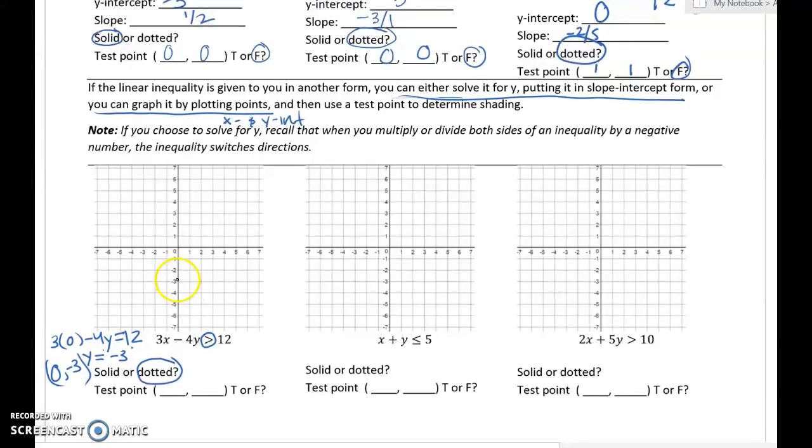So we can plot that. Our other point is if we find the x-intercept by plugging in 0 for y: 3x minus 4 times 0 equals 12, which is 3x equals 12, so x equals 4. So our other point is 4, 0. So we have our y-intercept and our x-intercept, 0, negative 3 and 4, 0. We can connect that with our dotted line.